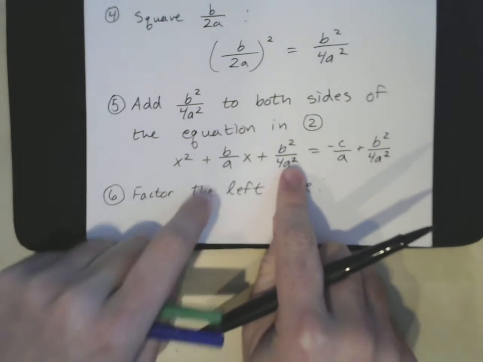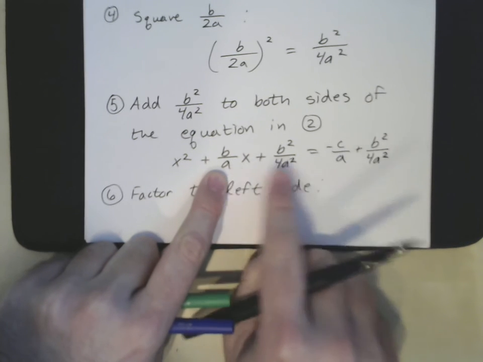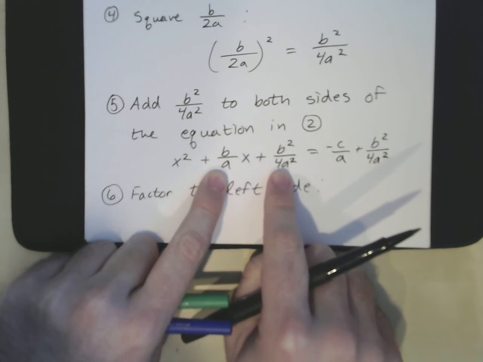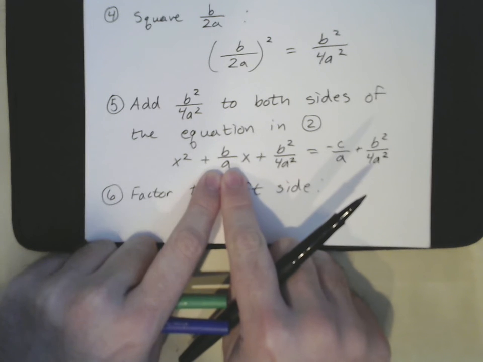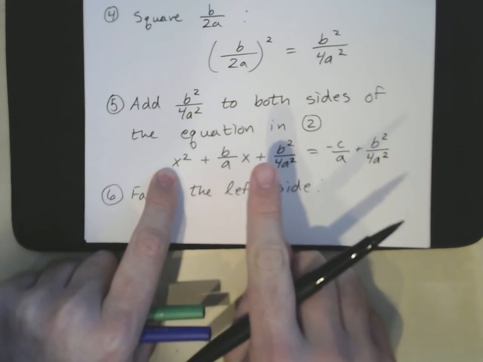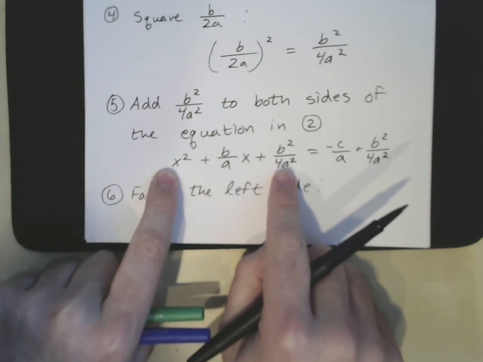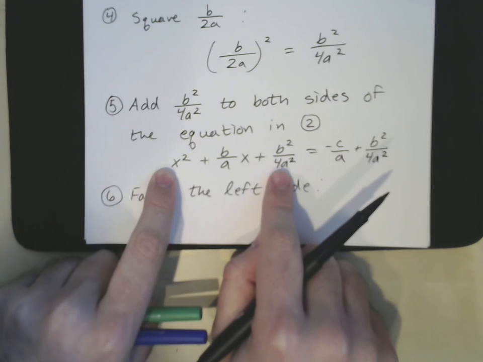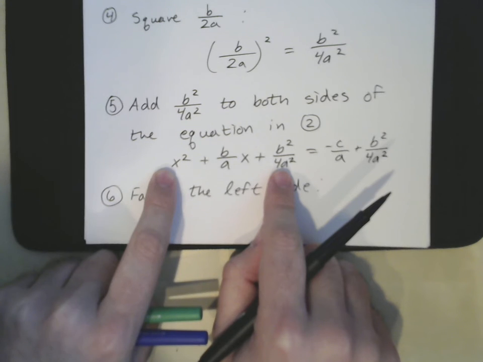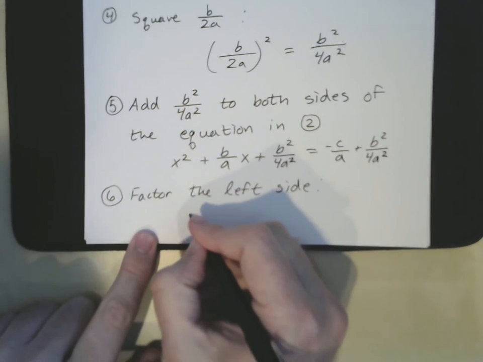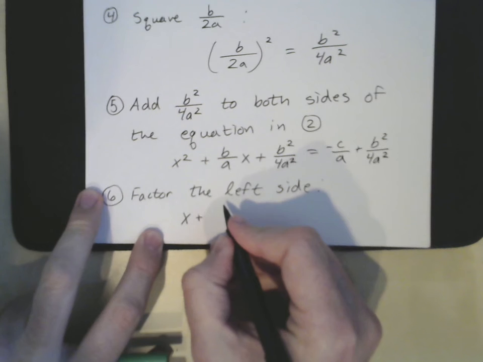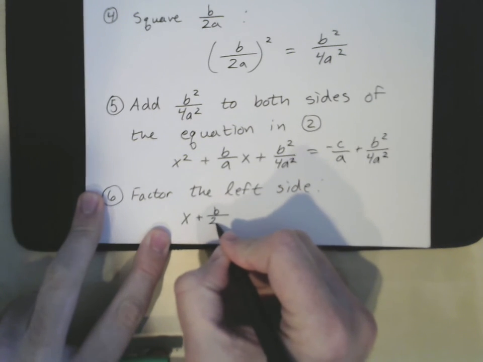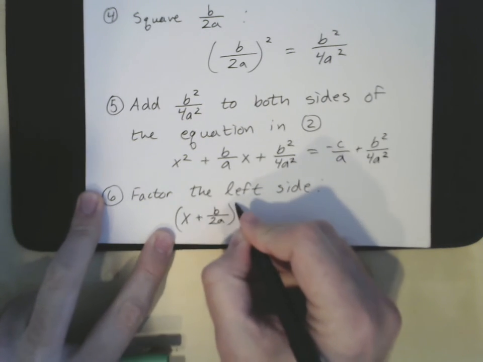Because what we've done is we've forced this to be a perfect square. This equals 2 times 1 times this square rooted. So we have forced this term, by adding this very specific expression, to be a perfect square trinomial. And in fact, it will always factor into x plus b over 2a, squared.